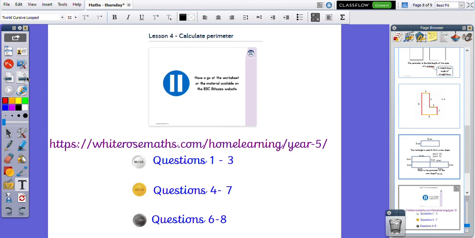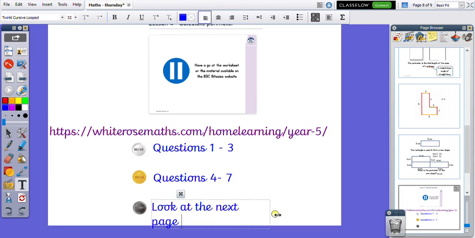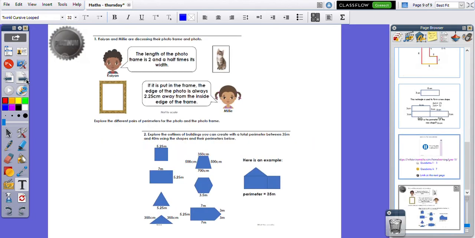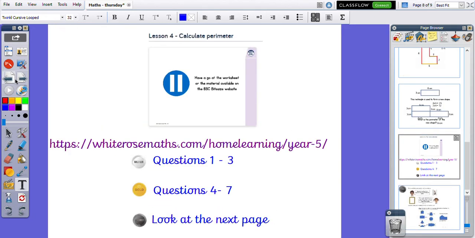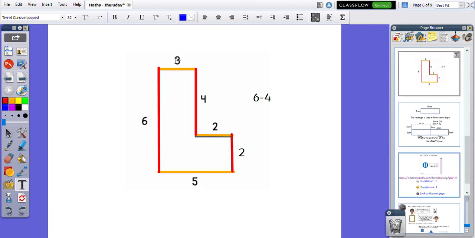Okay, that's all for today. Nice and easy. So if you are doing silver, you are doing questions 1 to 3. If you are doing gold, you are doing questions 4 to 7. If you are doing platinum, you are going to have a look at the next page. Okay, and you will see you've got some discussion problems there that you can use your problem solving and reasoning skills with. Okay, remember when you are doing these, look for the parallel sides to help you work out the answers.